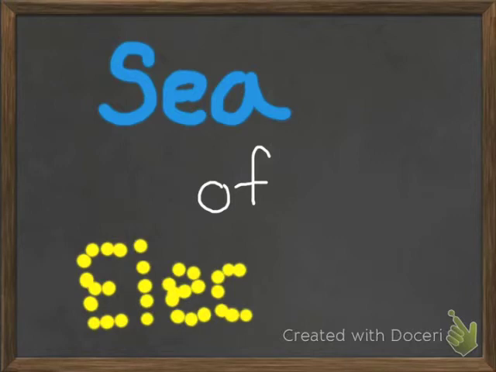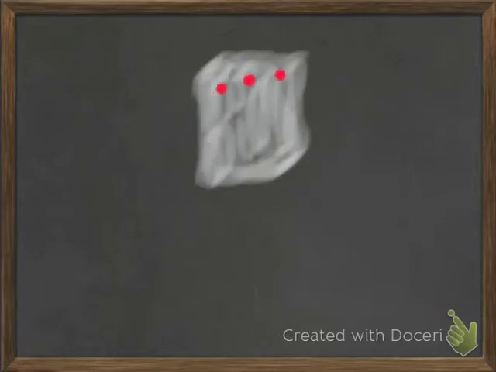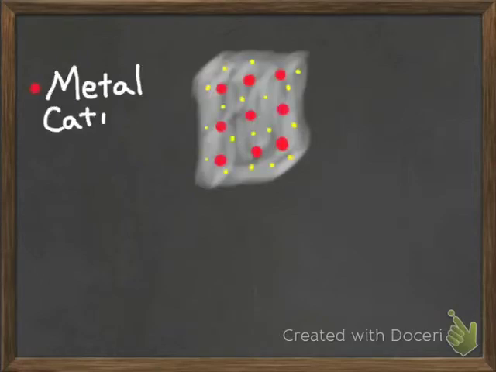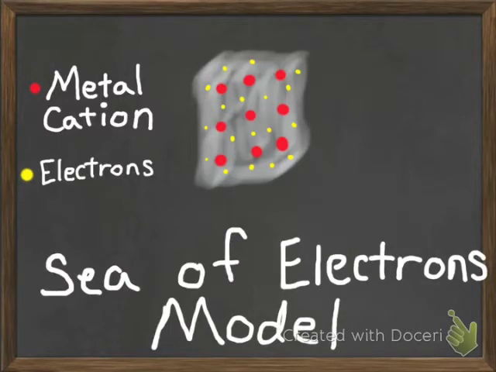So let's talk about this sea of electrons model. The sea of electrons model is explained as metal cations, which are positively charged, surrounded by a free-flowing sea of electrons, which are negatively charged. The attraction between these positive and negative charges is what we call metallic bonds. The sea of electrons model can help us understand why metals have the properties that they have.